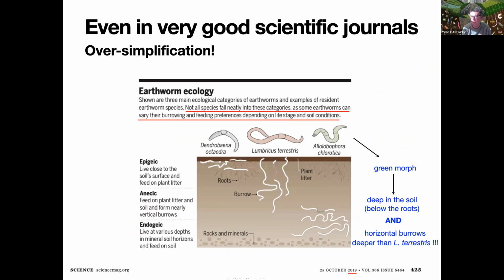And even in very good scientific journals like Science, you can find such a figure where they want to describe the categories: epigeic, anecic, endogeic. And for endogeic, first of all, they choose Allolobophora chlorotica, a green one, as you can see on the figure. And I remind you that it's not an endogeic worm, it's an intermediate earthworm. And then if you look at what the authors do on the figure, you can see it burrows deeper than the anecic earthworm here, Lumbricus terrestris. It's something incredible because Lumbricus terrestris can burrow as deep as 1 or 2 meters. And of course, if you know a bit about earthworms, Allolobophora chlorotica is only found in the 10 to 20 first centimeters, every time very close to the grassroots. It means that everything is false.